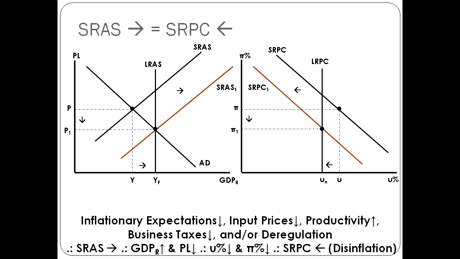So if we have lower inflationary expectations, lower input prices, increase in productivity, lower business taxes, less regulation, that is going to imply that the short-run aggregate supply curve is going to shift to the right, which implies that the real GDP goes up and the price level goes down, which implies that unemployment goes down and inflation goes down. You can see that on your short-run Phillips curve after you shifted it to the left from SRPC to SRPC1. Once again, the SRPC shifted to the left. Now, this created what's called disinflation, where you're seeing inflation going down a little bit.